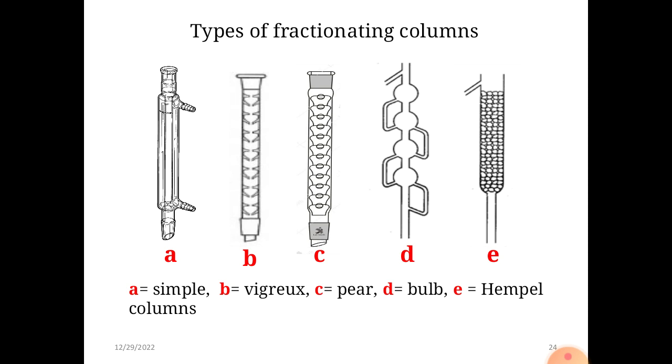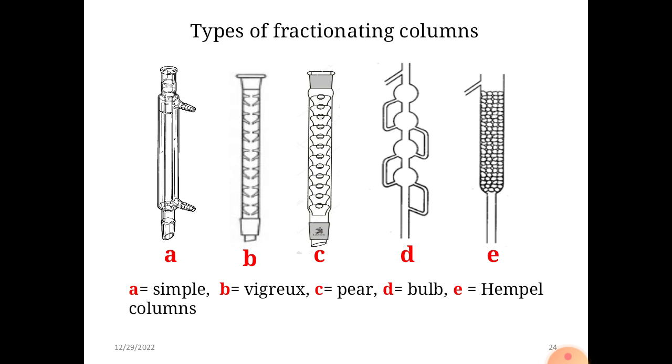So those columns are shown in the diagram. First, A, is the simple column, which is very ordinary. Inside that there is a tube and two outlets connected for water circulation or liquid circulation. On either side there are two openings of the column. It is called a simple fractionating column.